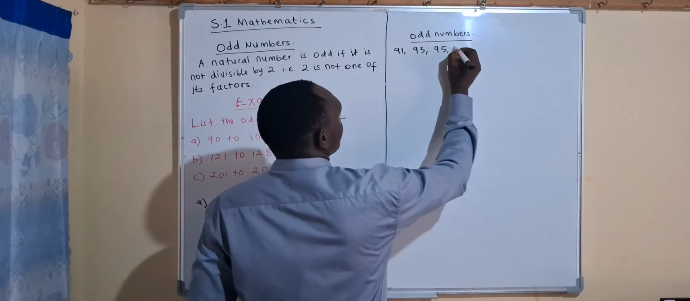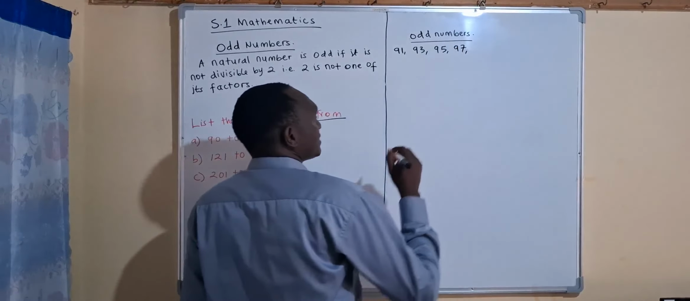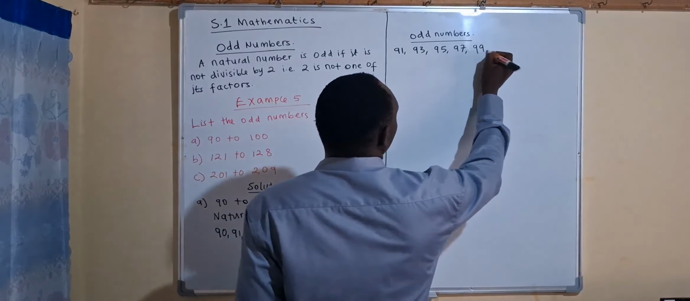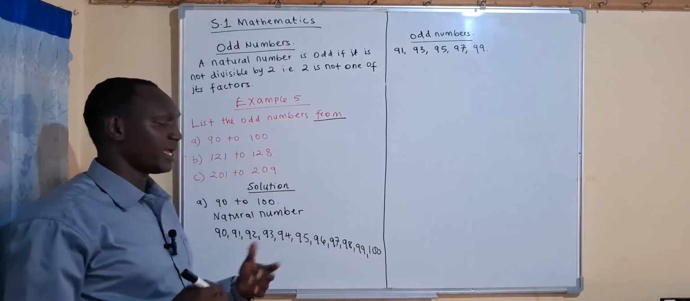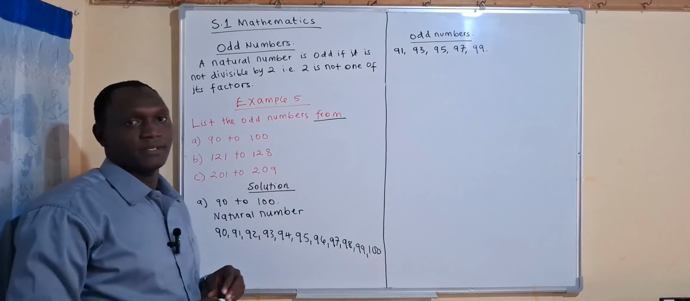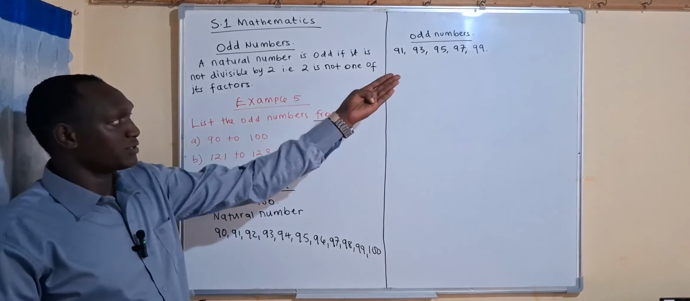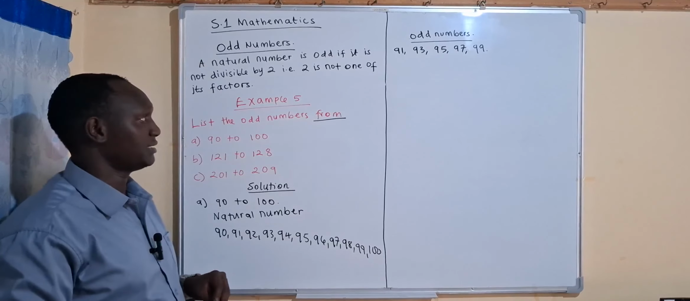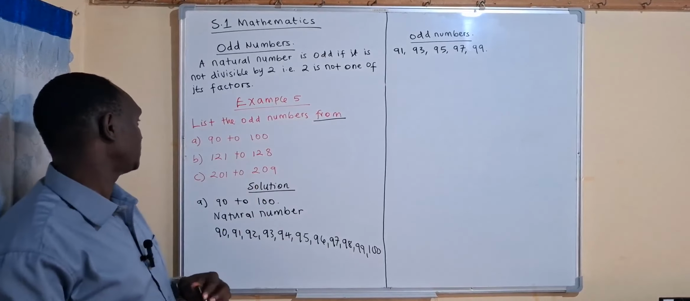96 is even, 97 is odd, 98 is even, 99 is odd, and then 100 is even. So we simply try to divide them by 2. If there is a remainder, it is an odd number. And all of those odd numbers, if you divide them by 2, you find that there is a remainder in each of the cases above.